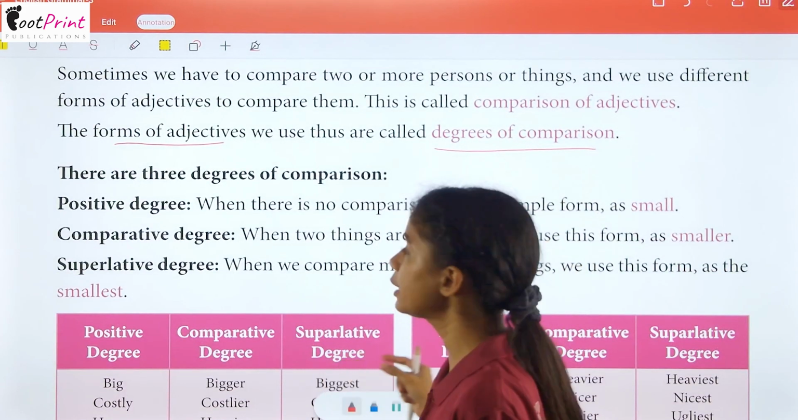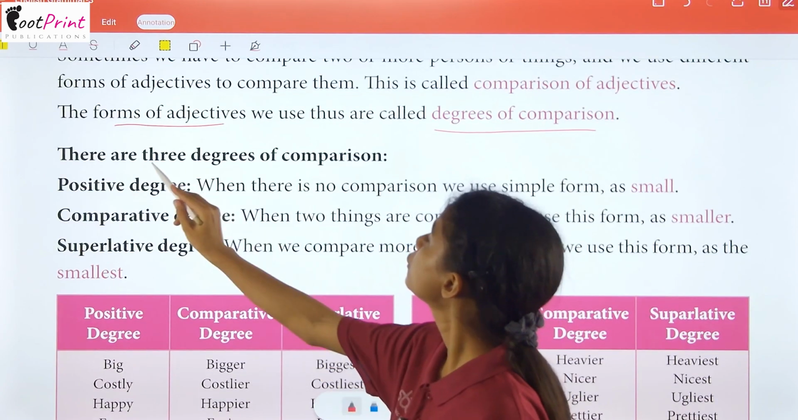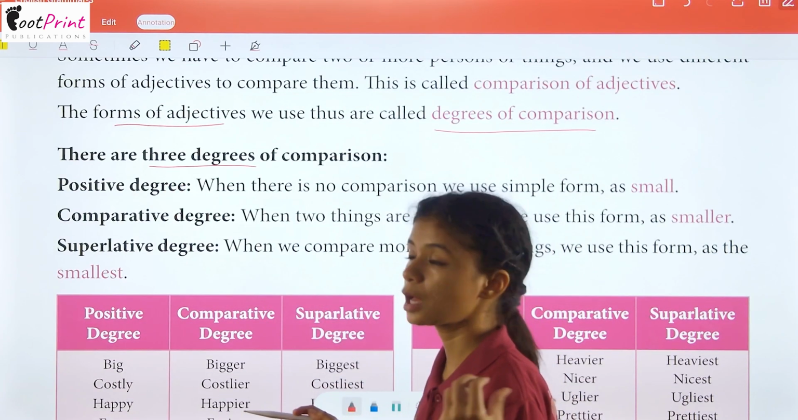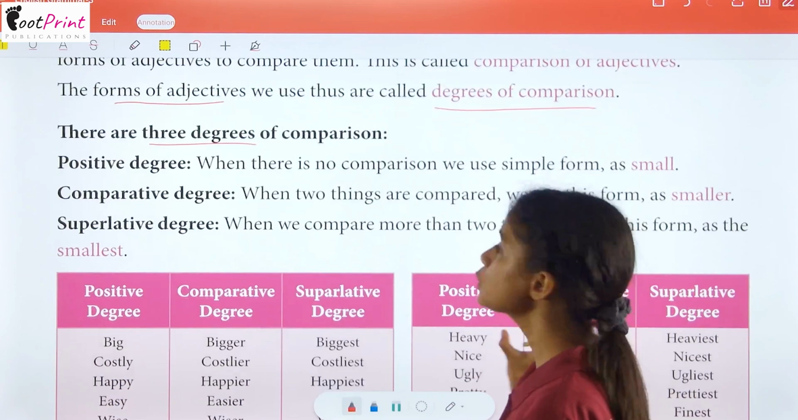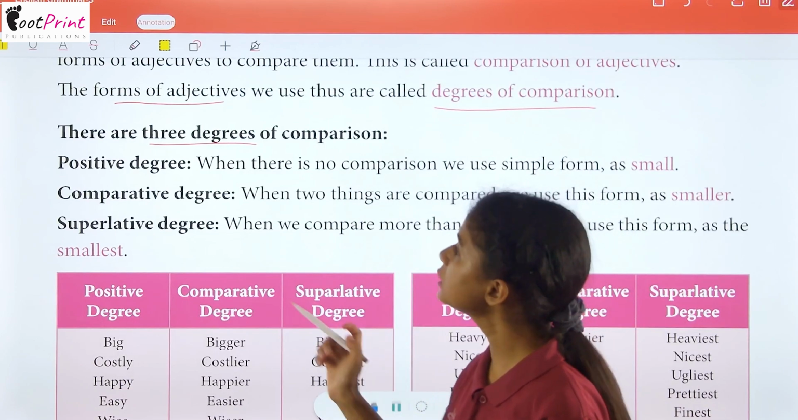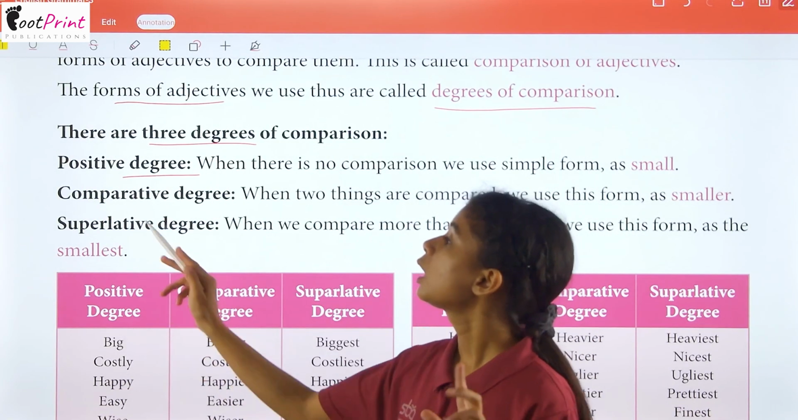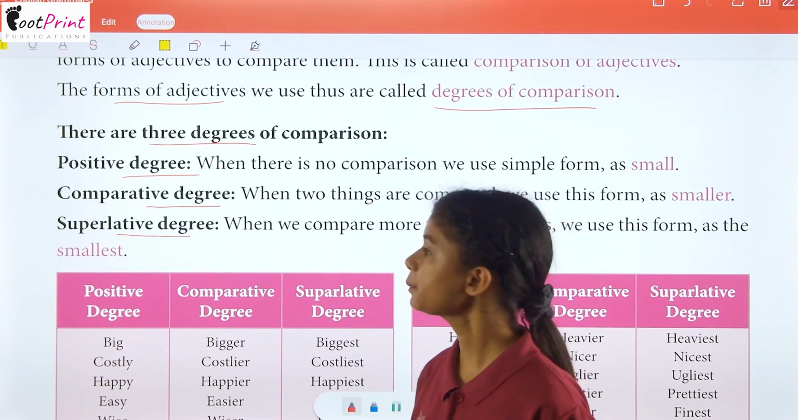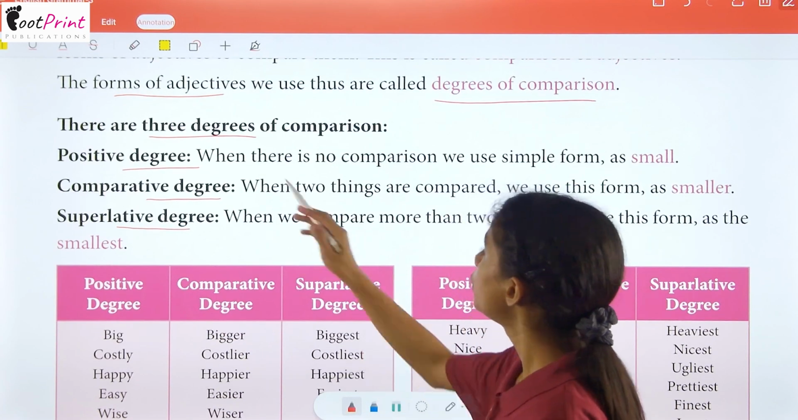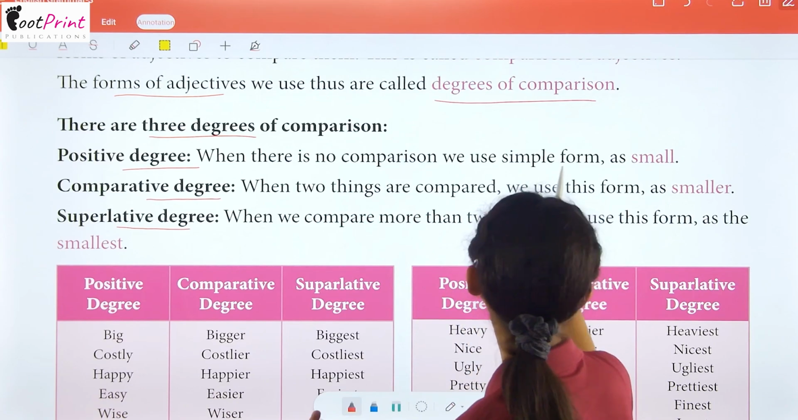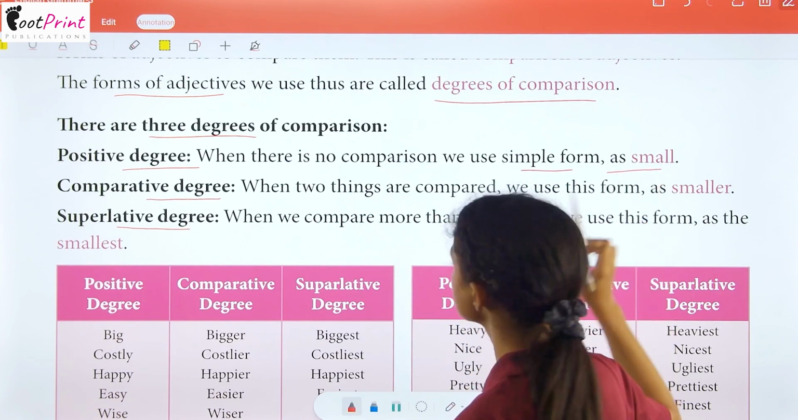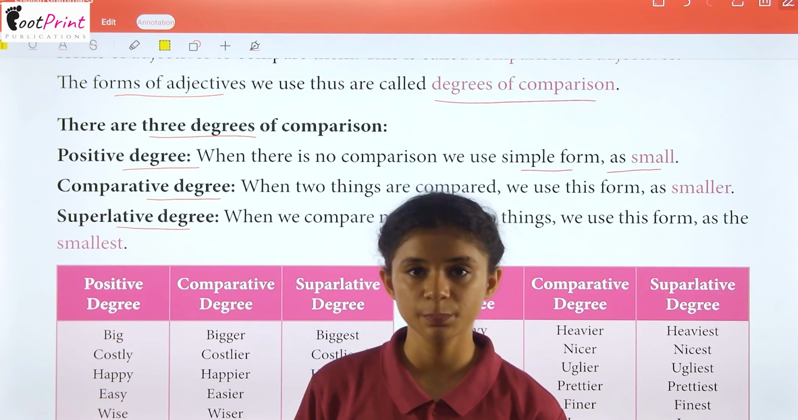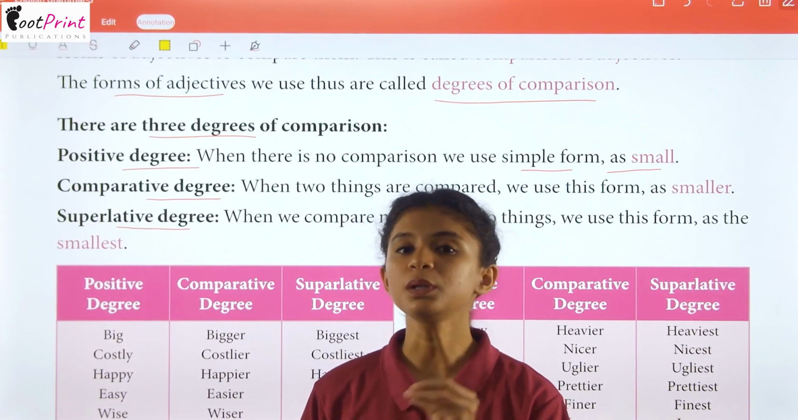How many degrees of comparison are there? There are 3 degrees of comparison. How do we compare? We use these 3 degrees. What are these? Positive degree, comparative degree, and superlative degree. Okay, let us read about them. When there is no comparison, we use the simple form, such as small. So, when we are not comparing, we use this simple form.